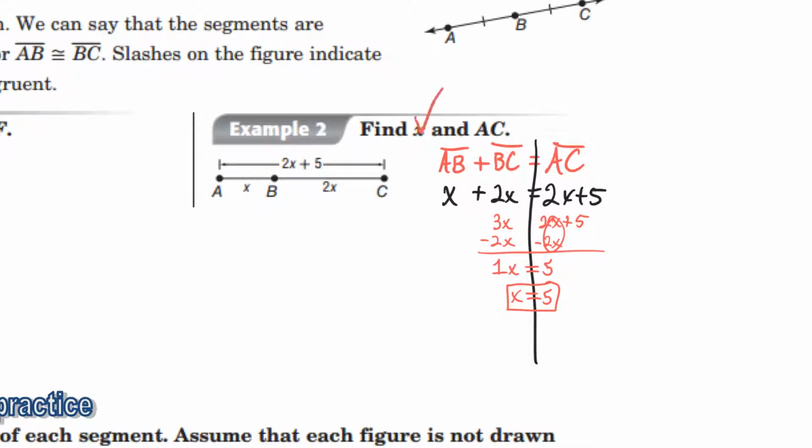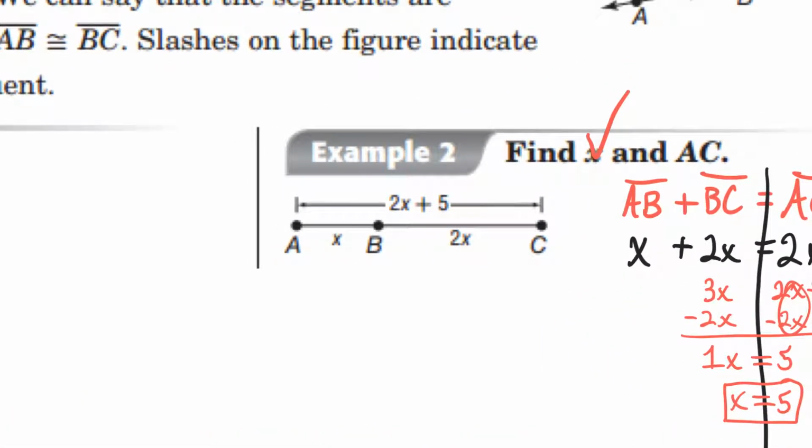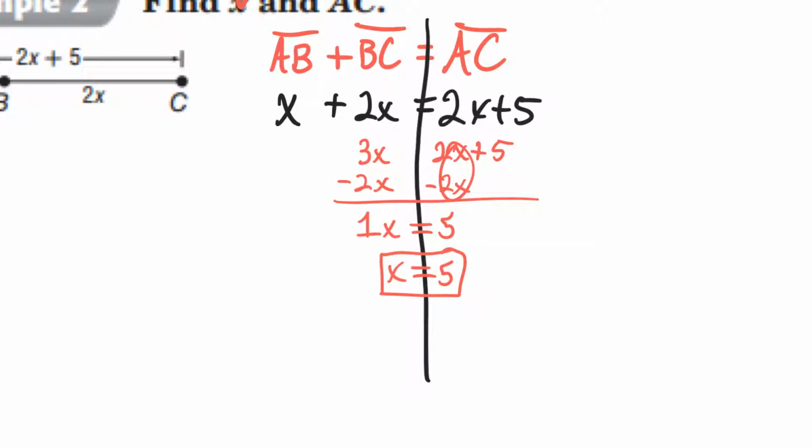Okay, so we did this part so far. We found x, but what else is it asking for? It's asking for AC. So as I look here, AC, it says it's 2x plus 5. What's keeping me from knowing how long AC really is? X. The x is what's keeping me from that. But do I know what x is now? Yes. Yep, I know that it's 5.